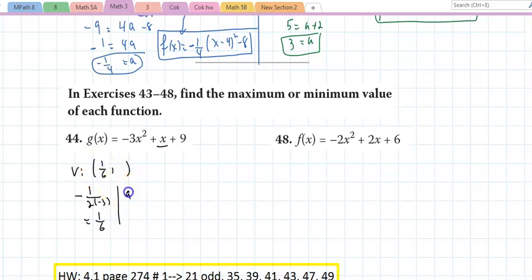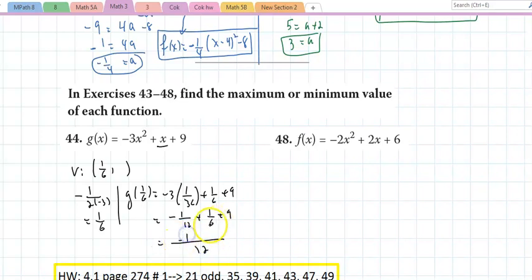And if I figure out g of 1 over 6, that is negative 3 times 1 over 36 plus 1 over 6 plus 9. That is negative 1 over 12 plus 1 over 6 plus 9. If I put everything over 12, which is the LCD, multiply this by 2 top and bottom, and multiply this by 12 top and bottom, 12 times 9, that is 108, and that turns out to be all over 12, 108, 110, 109. That is 109 over 12, if I didn't make a mistake.